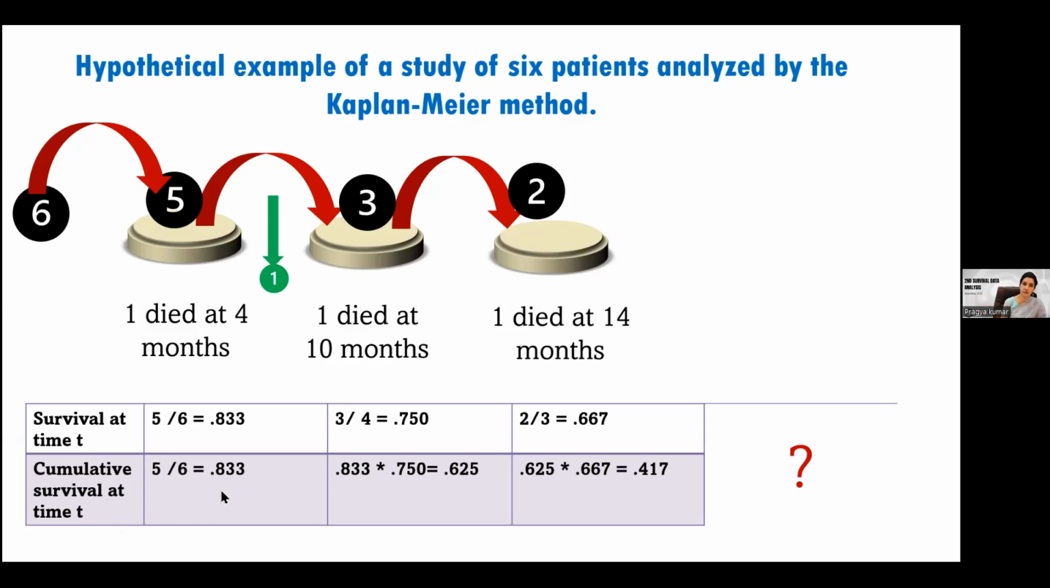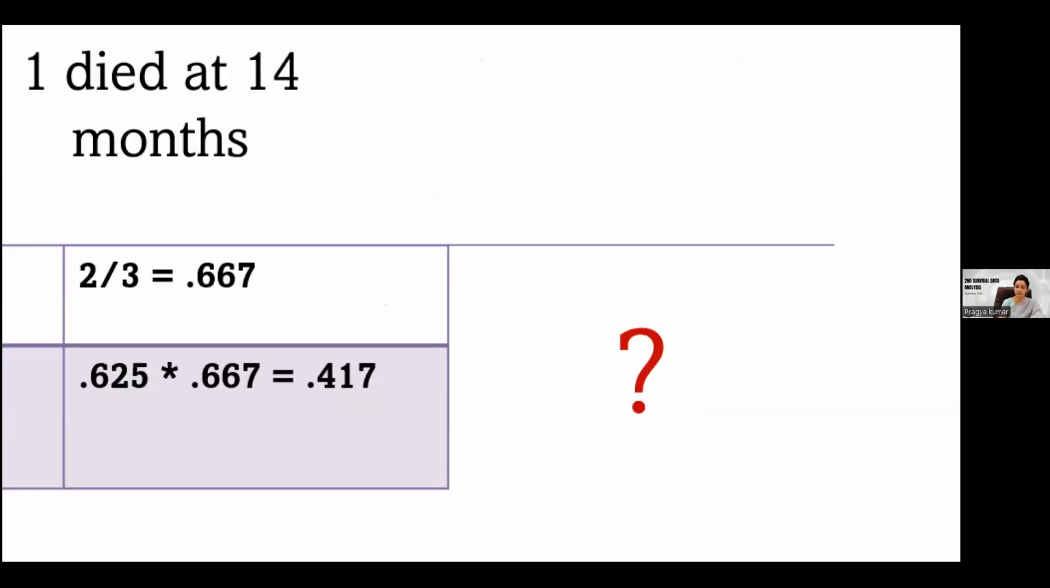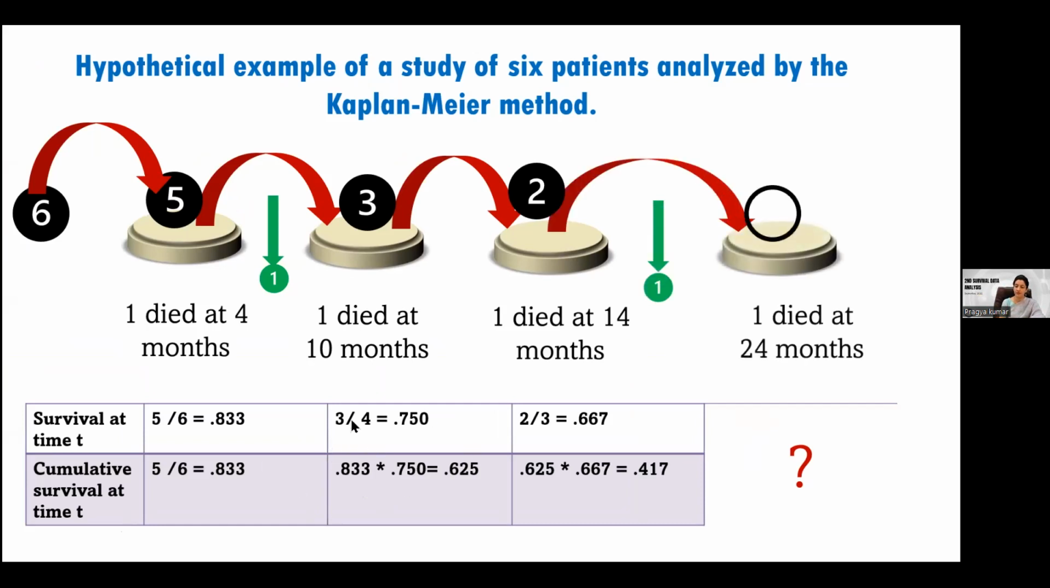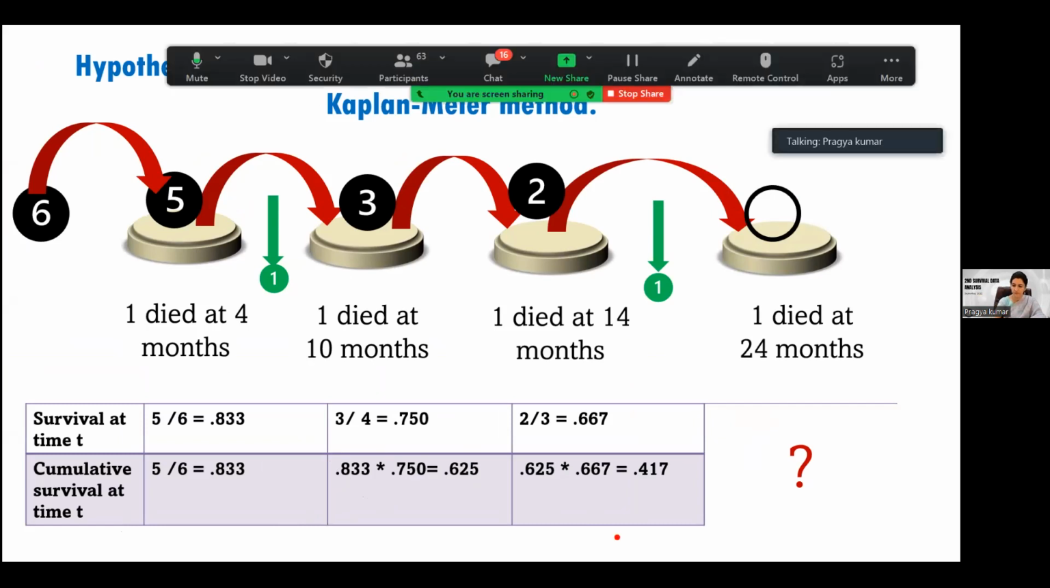So the cumulative survival is always multiplicative. So this second survival will be the second cumulative survival. If you focus on this, then you can see that it will be 0.833 into 0.750. And then similarly, if you see this one, this will be 0.625 into 0.667.